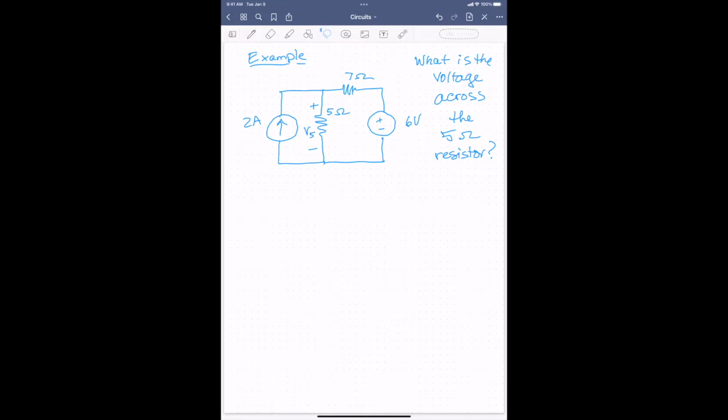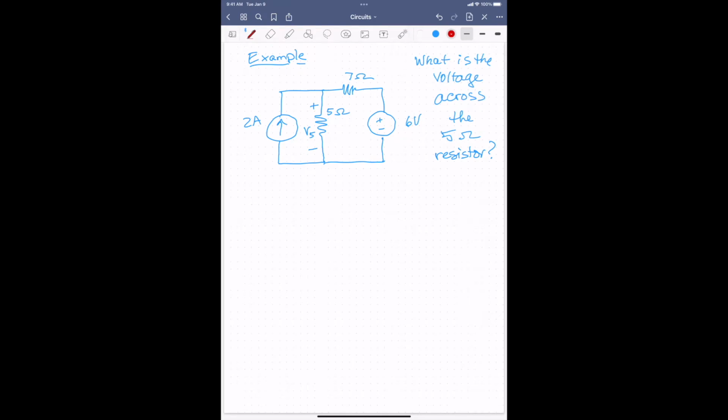It's easiest to understand superposition by looking at an example. So I've drawn a circuit with two independent sources, an independent current source of 2 amps and an independent voltage source of 6 volts and a couple of resistors. And the question I'm asking is, what is the voltage across the 5 ohm resistor, which I've drawn in right there?